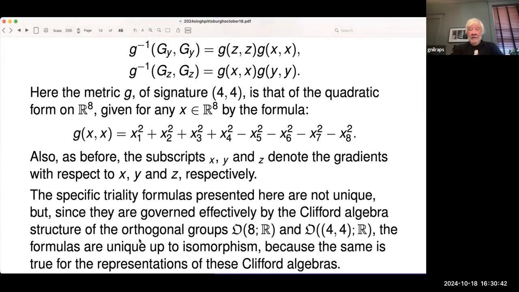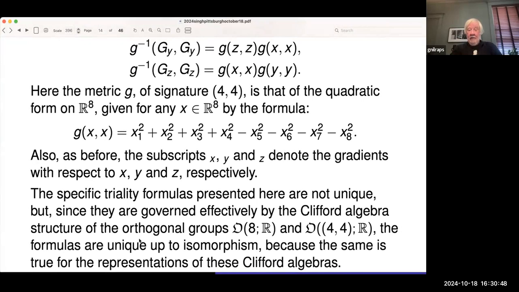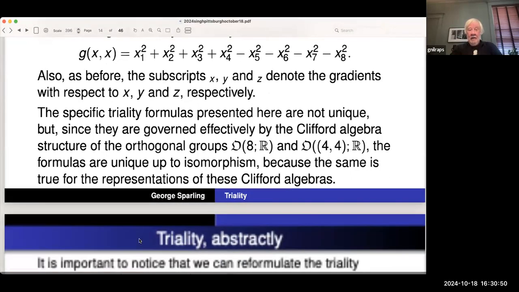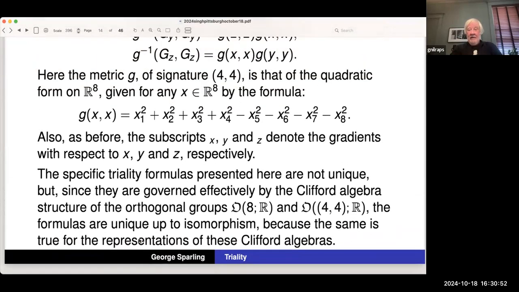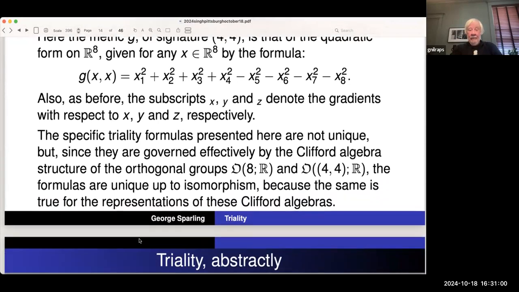Now, where do these formulas come from? They're actually a part of the representation theory of the Clifford algebra of the orthogonal groups. And so effectively, because the spin representations are effectively unique, these formulas are also effectively unique.